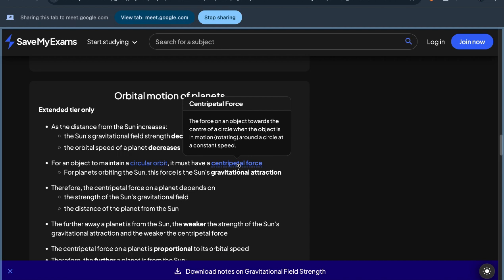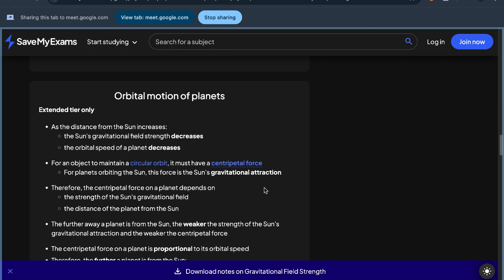When the object is in motion, the force that acts on the object towards the center of the circle is called the centripetal force. The force that pulls you towards the center of the bigger object is called the centripetal force. There's another one they call the centrifugal force, the one that pulls you away.